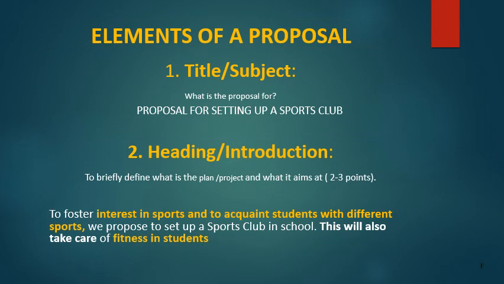I will give you an insight as to what should be the content under each head. For your convenience, I have divided the proposal into 5 parts and I call them the elements of a proposal. The first one is the title. The title specifies what the proposal is for. It should be short and crisp, written in block letters. As you can see, proposal for setting up a sports club. This is from the sample answer.